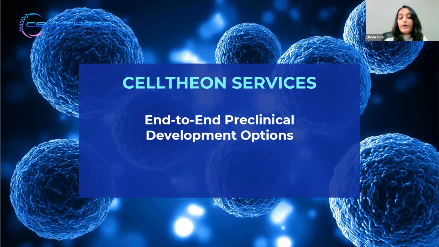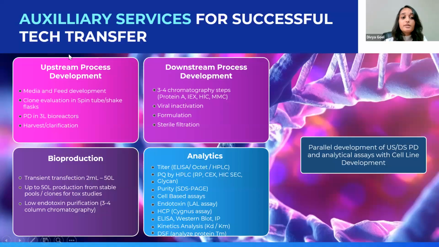So in addition to providing the platform technologies from end-to-end drug discovery through manufacturing, we also provide auxiliary services for preclinical development. Some of these auxiliary services include upstream process development. So we can do process development in 3-liter and 50-liter scale bioreactors for process confirmation studies. In parallel with cell line development, we can also do downstream protein purification, including 3 to 4 column chromatography, process optimization, viral inactivation, formulation, and sterile filtration.